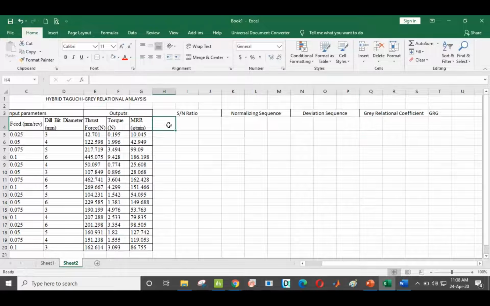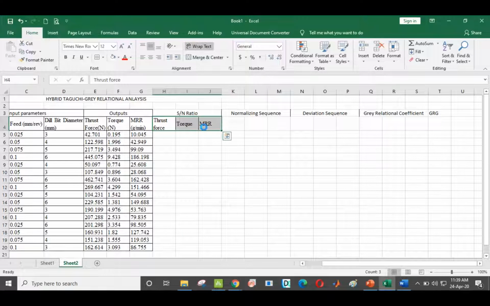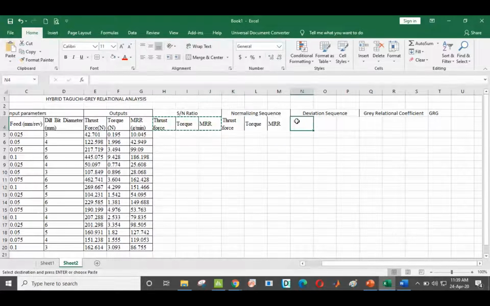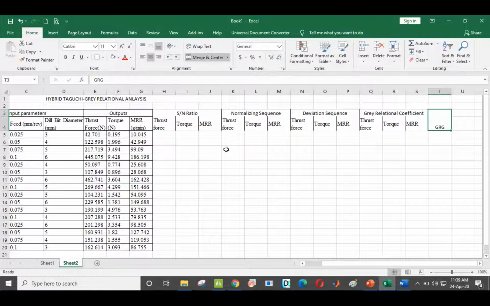Then this is thrust force. I'll give you the full wordings. Thrust force, torque, then MRR. This is a common index.